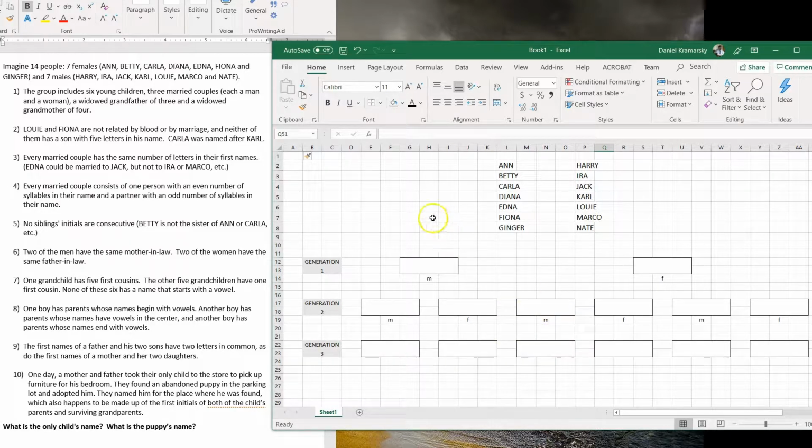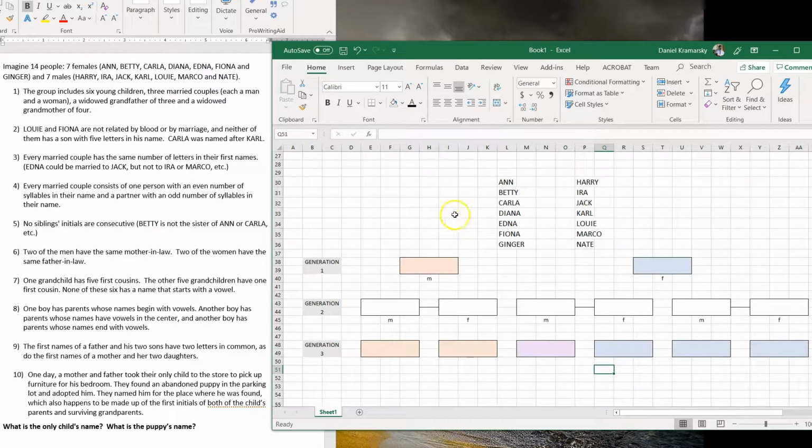We actually know more than that because it says a widowed grandfather of 3 and a widowed grandmother of 4, which means that this grandfather is responsible for 3 of these kids somehow, through some relation of grandfatherliness. And this grandmother is not responsible for 3 but for 4, so there's an overlap of one kid whose grandfather is this guy and whose grandmother is this lady. So that gets us to there.